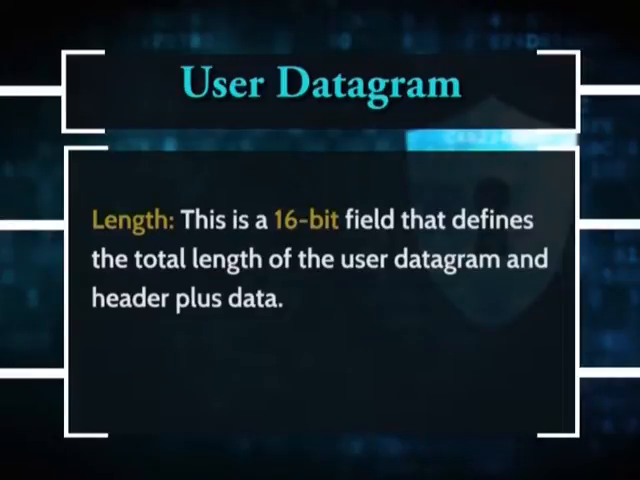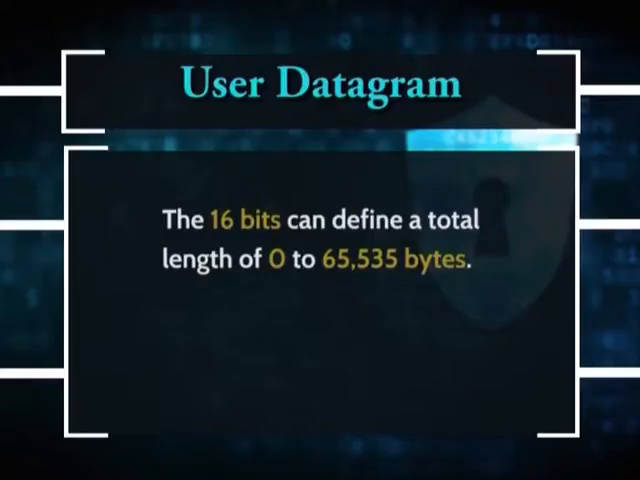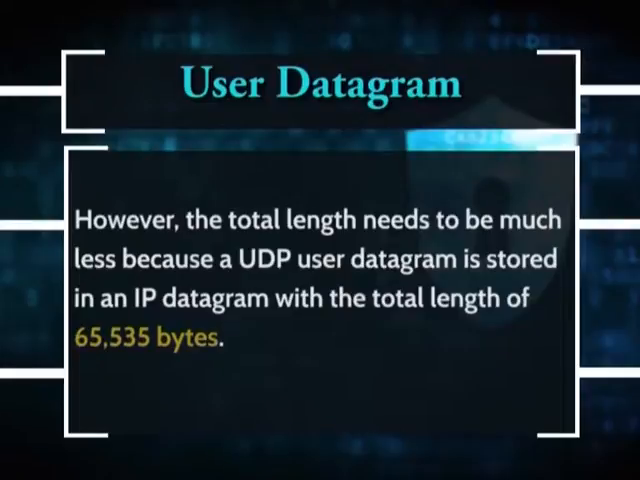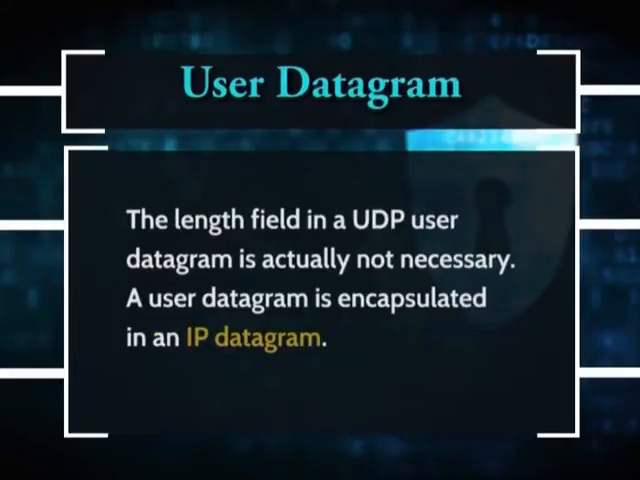Next, length. This is a 16-bit field that defines the total length of the user datagram, header plus data. The 16 bits can define a total length of 0 to 65,535 bytes. However, the total length needs to be much less because a UDP user datagram is stored in an IP datagram with a total length of 65,535 bytes. The length field in a UDP user datagram is actually not necessary.